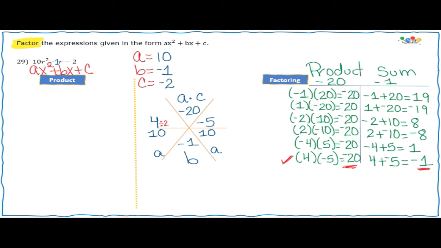Yes, both of them can be divided by 2. So 4 divided by 2 gives me a what? 2. 10 divided by 2 gives me a 5. Very good. What about on the other side? So don't worry about the negative. Think about 5 and 10. Can I divide both of them by a certain number? Yes, I can divide both of them by 5.